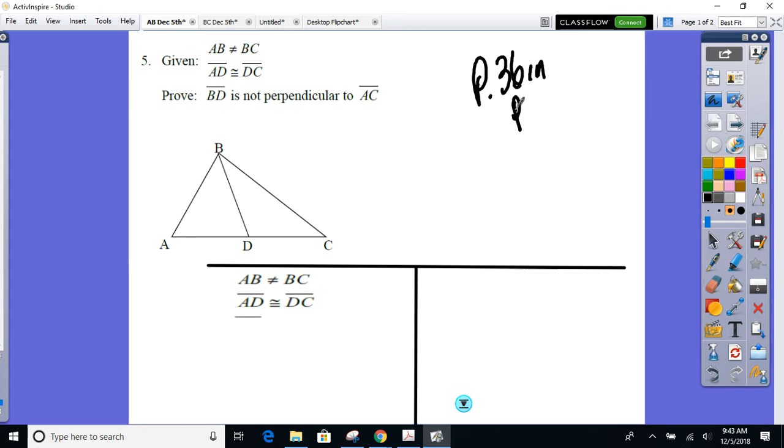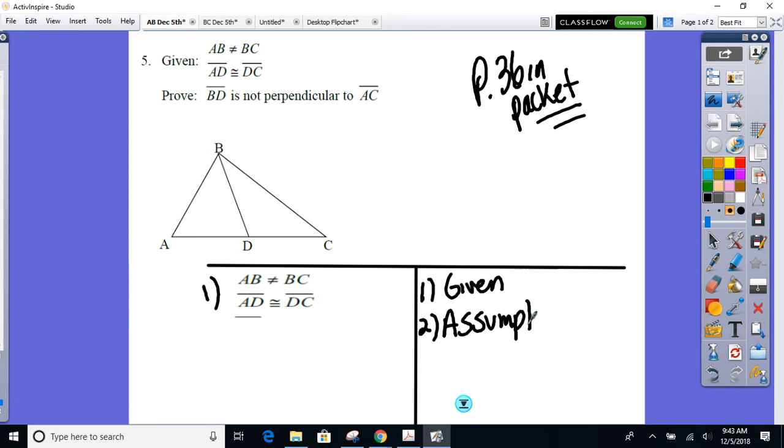All right, so we're on page 36 of the packet, skipping over day 2 of indirect proofs. So you guys can get your givens down for me. And you guys that were here, if you want to write your assumption in before we start, go right ahead. Mark your diagram up.